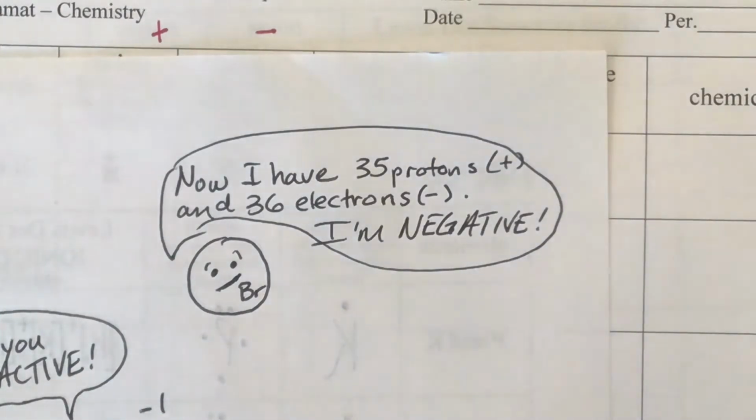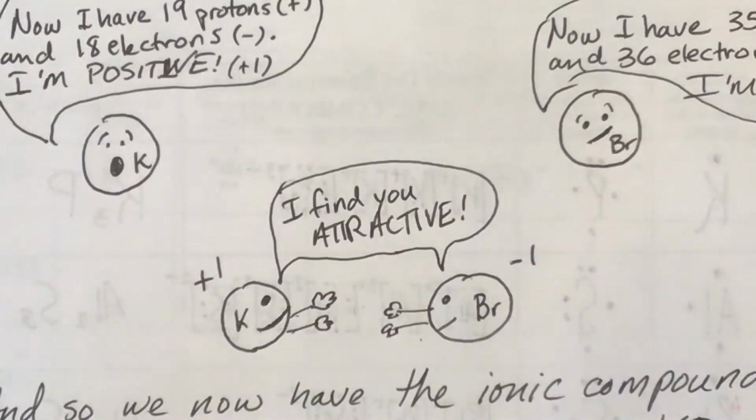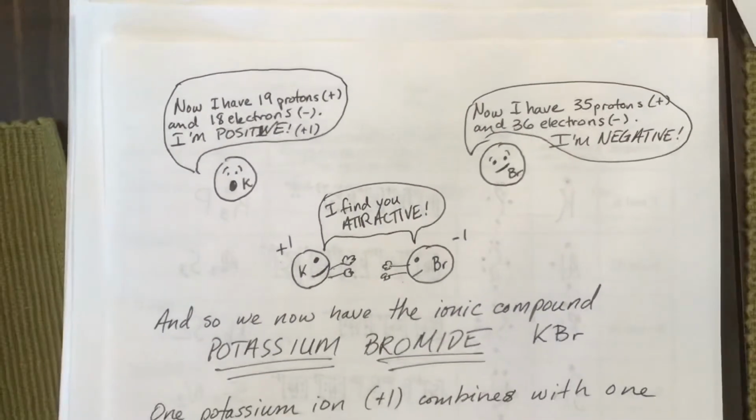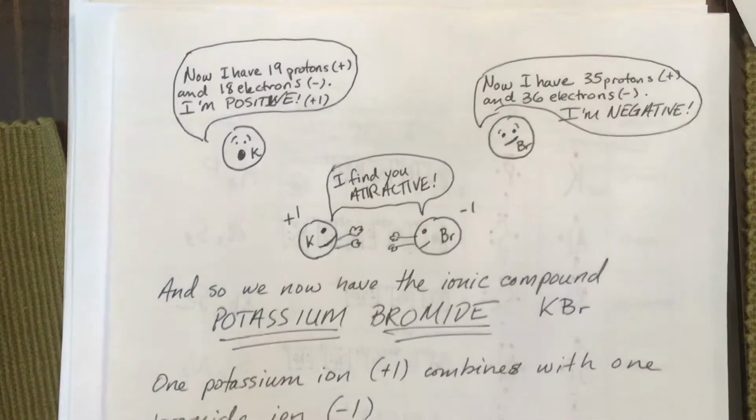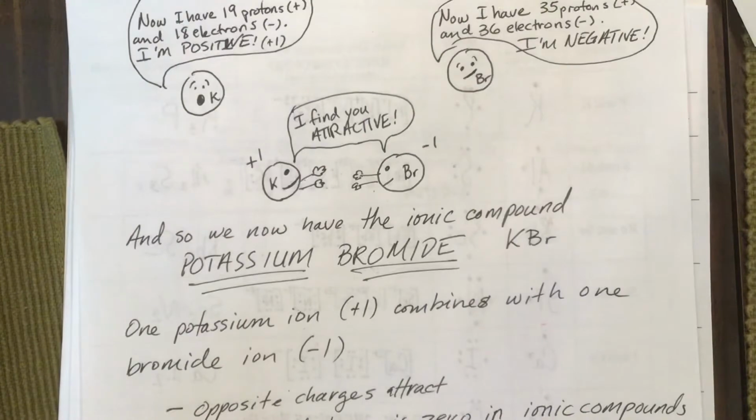By the way, when nonmetals become ions, they change their name. Bromine is now called bromide. So now we have positive and negative. And you know what they say about opposites? They attract. All right? So I find you very attractive. So potassium and bromine, they fall in love. And so now we have the ionic compound for potassium bromide. One potassium ion will combine with one bromide ion.